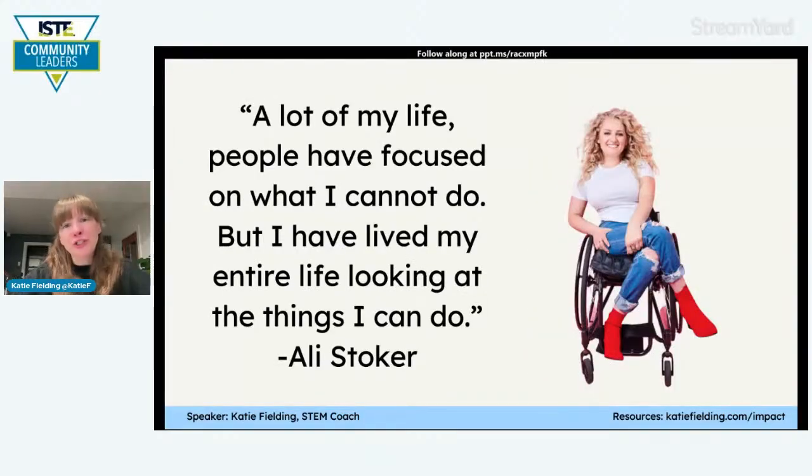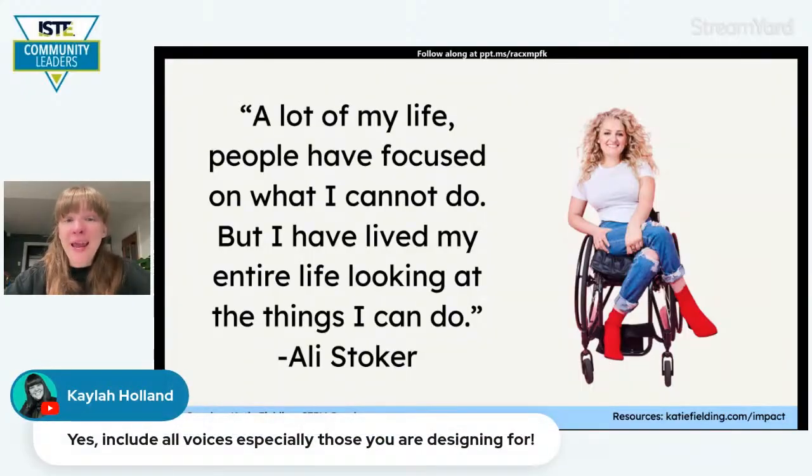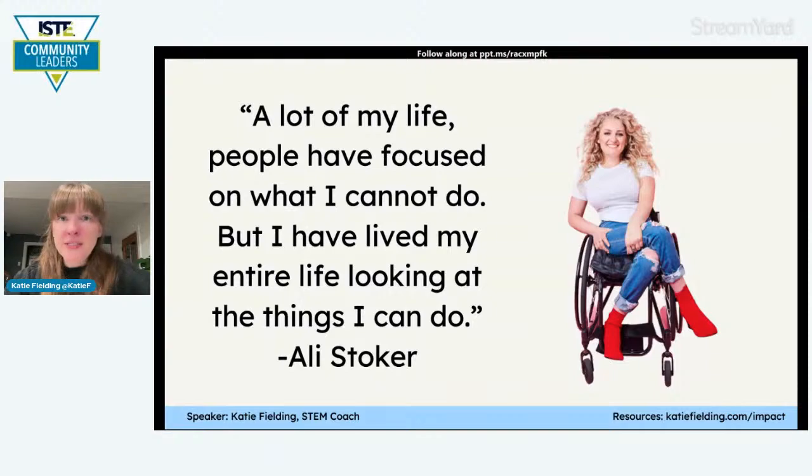This is Ali Stoker. She is a Tony Award-winning actress. She won for her role of Ado Annie on Broadway. And she said, all of my life, people have focused on what I can't do, but I've lived my entire life looking at things I can do. And I think that's the case for a lot of disabled people, that people look at us with a deficit mindset while we are looking at ourselves with the positive approach of the things that we can do. And so I hope that you go into your classrooms next week and have that approach with your disabled students: let's focus on what they can do, not what they can't do.